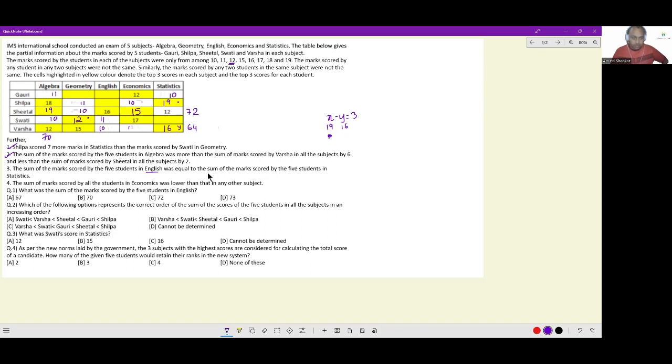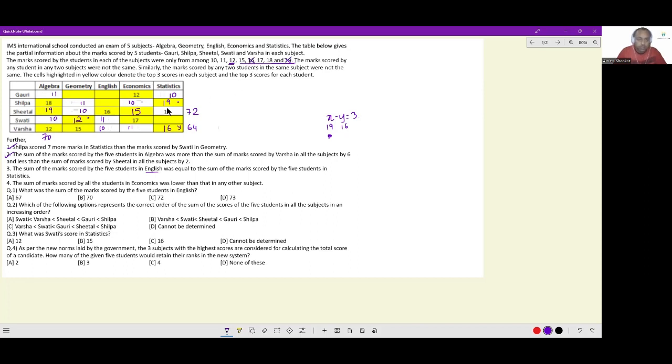The sum of marks scored by the 5 students in English was equal to the sum of marks scored by the 5 students in statistics. Now, English has 2 numbers missing, statistics has 1 number missing. So I'm just putting down what all numbers can come here in statistics. It has to be higher than 12. So the numbers available are 15, 16, 17, 18, 19. 19 is out because it was already used.